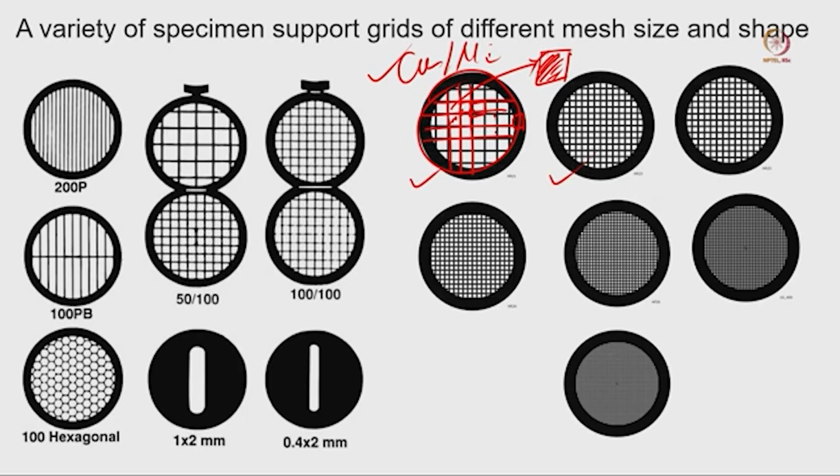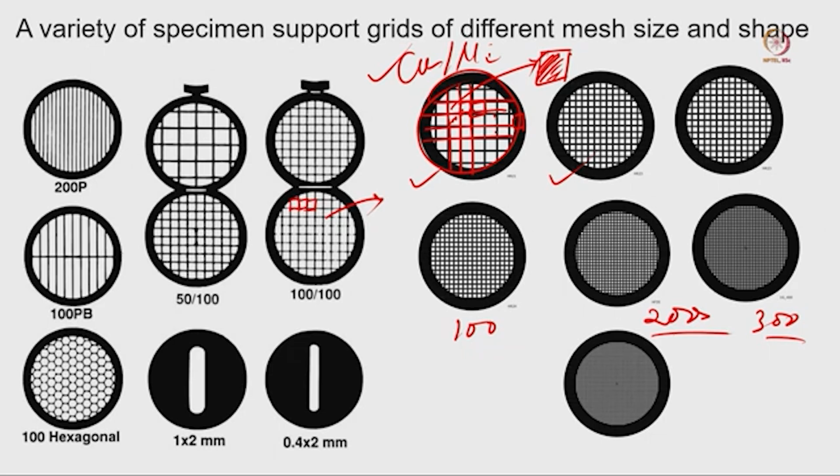In some cases you can get a grid with 100 squares, or 200, or 300, or 400 squares. That is what mesh means: a 100 mesh grid has 100 squares, or 200 or 300 or 400. Sometimes in a 200 or 300 mesh grid you can see individual squares are very small, but if you have a 100 mesh or 50 mesh grid, those squares are comparatively very big.